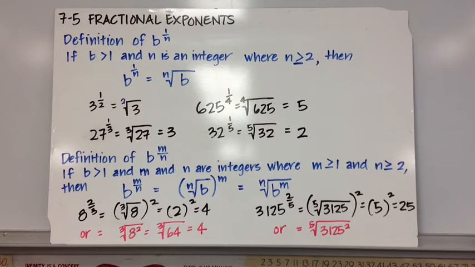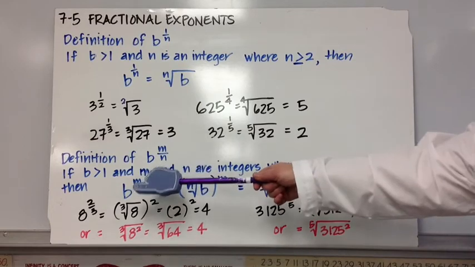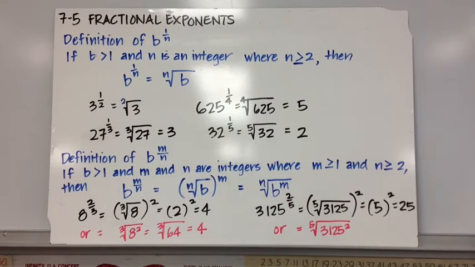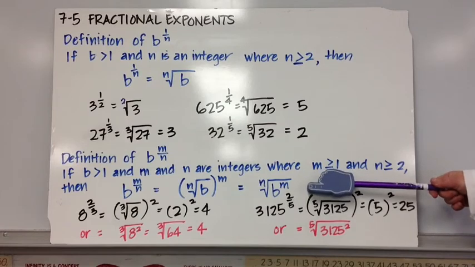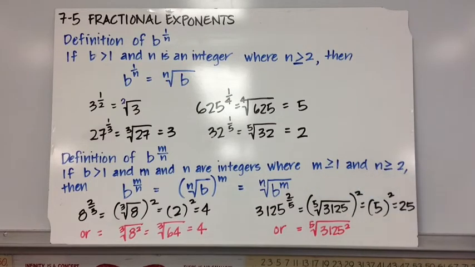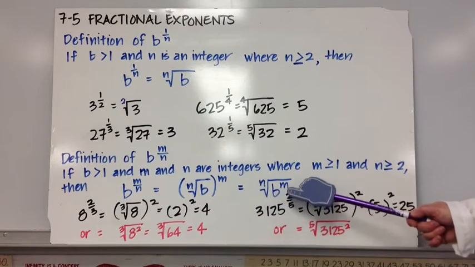Okay, you should be pretty comfortable with that idea. Let's take that one step further. The definition of b to the m over n power, again, our exponent is m over n, our base is b. And if b is greater than 1, and m and n are integers, where m is greater than or equal to 1, and n is greater than or equal to 2, then we can say b to the m over n power is equal to the nth root of b all raised to the m power, or we could say it's the nth root of b to the mth power.